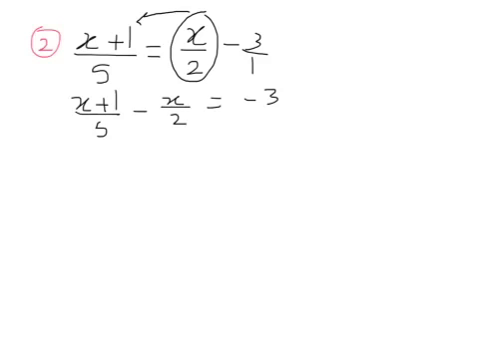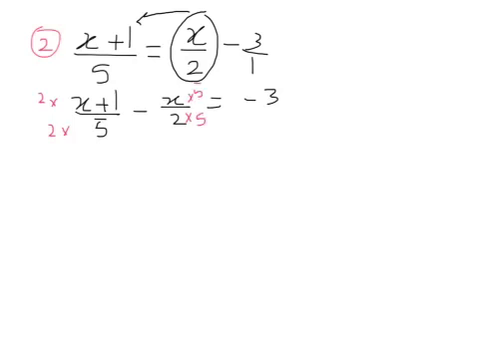Okay, now we have 5 and 2. In this case, when we have fractions, we need to make a common denominator. So the best way here is to multiply this side by 2, top and bottom, and this side by 5.